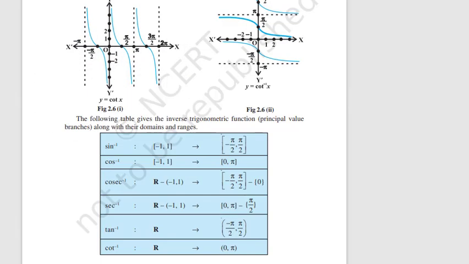Now first question is find the principal value of cosec inverse minus root 2. We have to find its principal value. Now this question is from second chapter, inverse trigonometric function. We know the principal range for cosec inverse is minus pi by 2 to plus pi by 2 excluding 0. So here you can see this table.